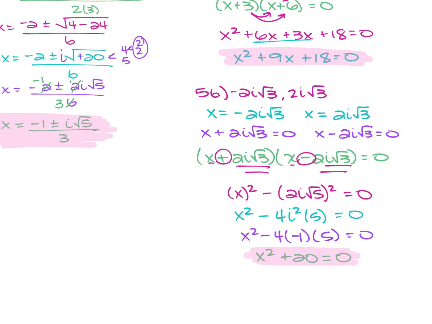Again, if you FOILed it out instead, you would have gotten the same exact answer as long as you did your multiplication correctly. You simplified that i squared to be negative 1. Again, it would have been the same exact thing.